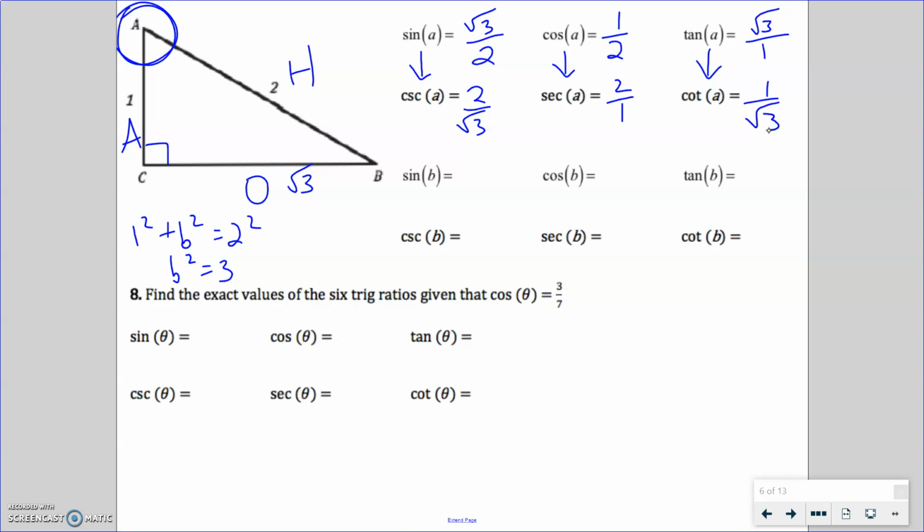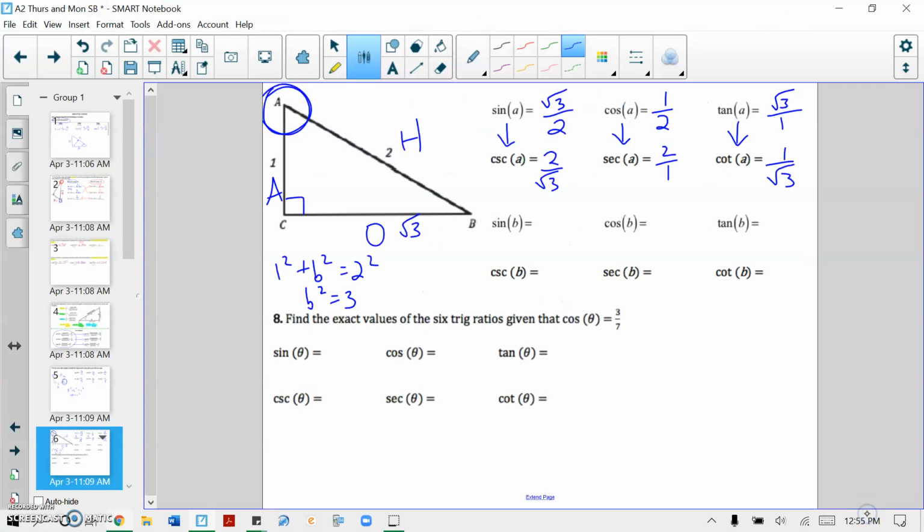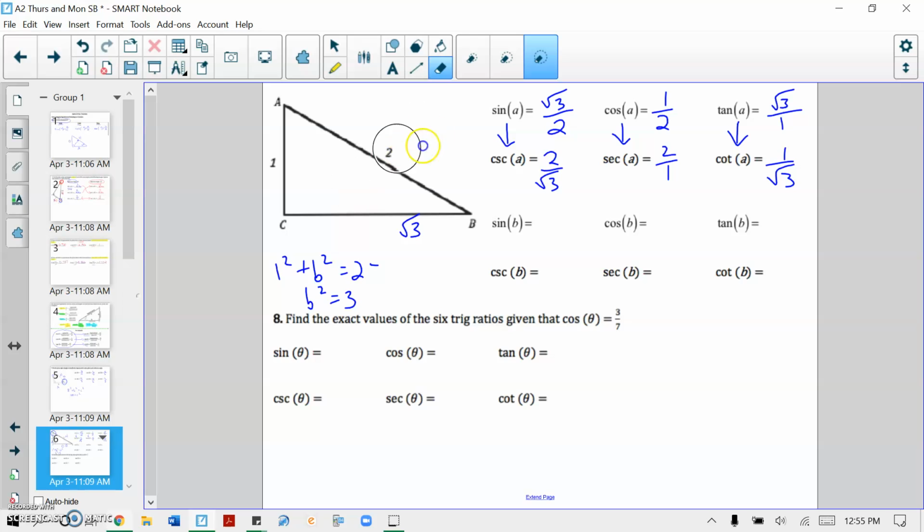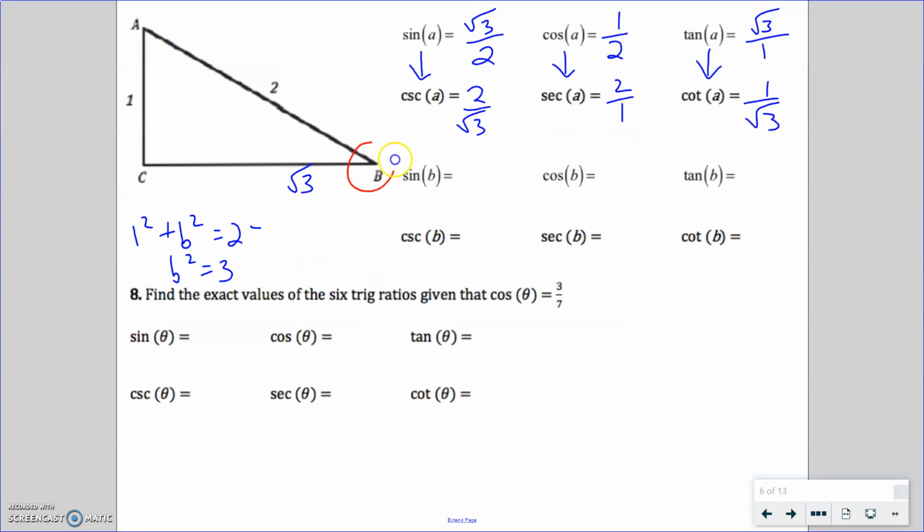All right, for the next 6, we're using angle B, and I feel like that's going to be really confusing to use another color because there's so much writing already. So I'm just going to erase all this stuff really fast and use a different color so I'm not screwing myself up. So here's reference angle B. 2 is still H, so that's fine, but now 1 is O and square root of 3 is A.